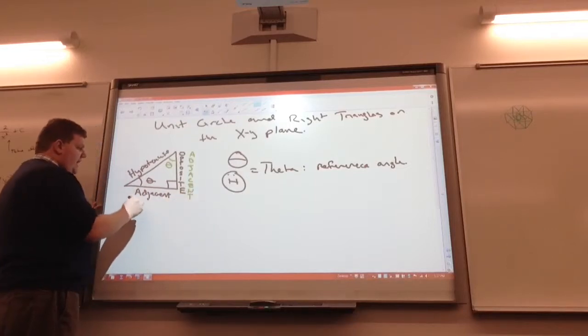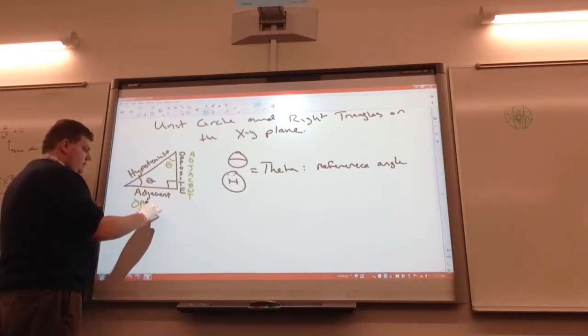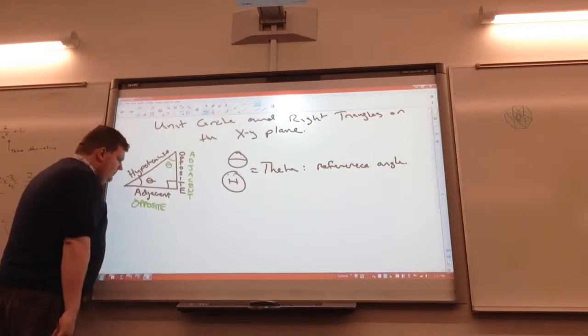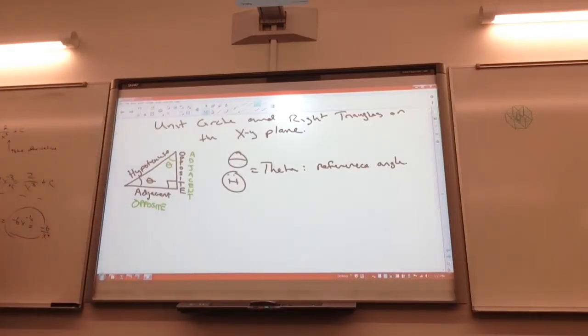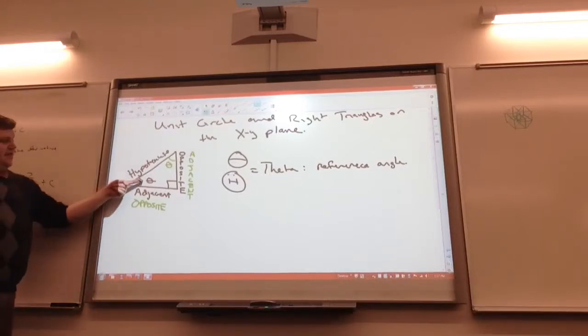And this one becomes the opposite. Okay? Was that one more time? The adjacent depends on what with theta? It's the side that's touching theta. Okay? That's actually part of the angle theta. Okay. So if this is the angle theta, the adjacent is the side that's not the hypotenuse.